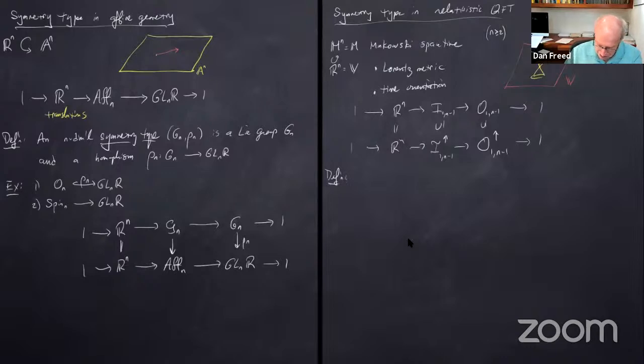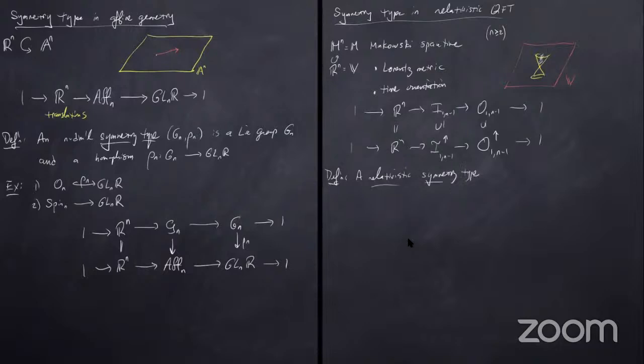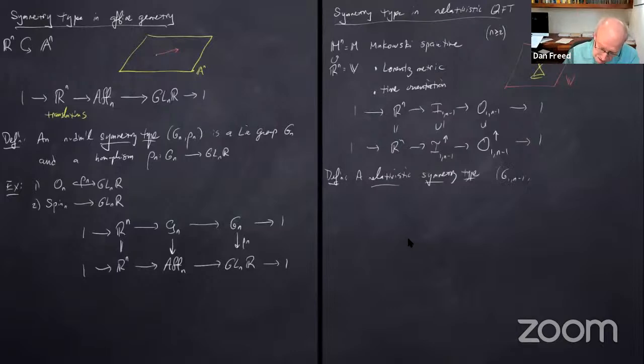So then the definition, as on the left, is that a relativistic symmetry type (G_{1,n-1}, rho_n) is a Lie group G_{1,n-1} and a homomorphism from this group to this orthogonal group, the subgroup that preserves the time orientation, such that the image of rho_n contains the identity component, which is SO(1, n-1). So that's the identity component.